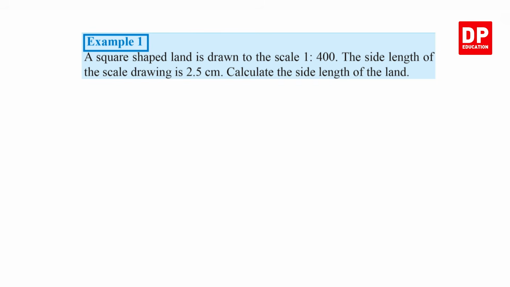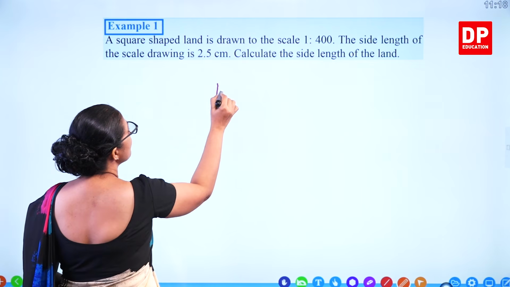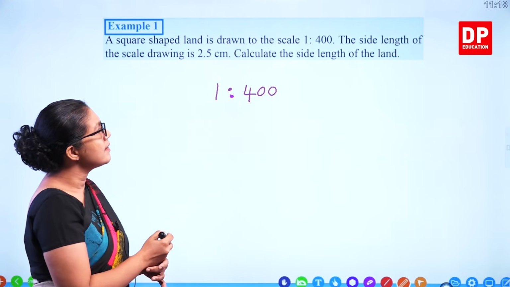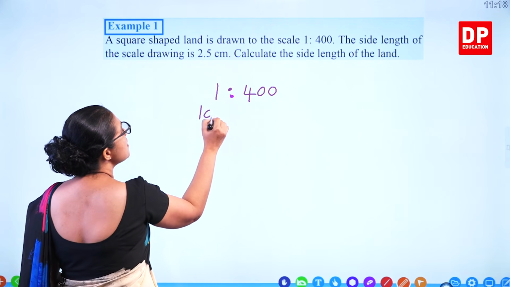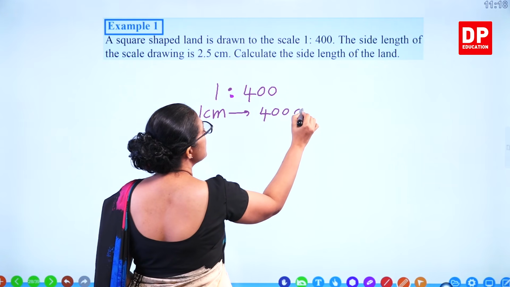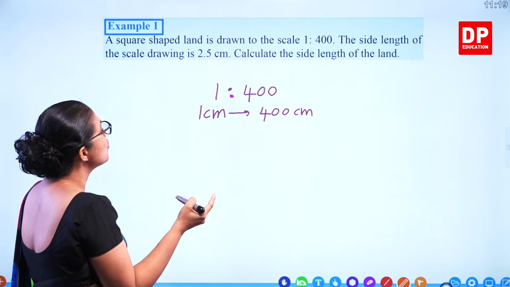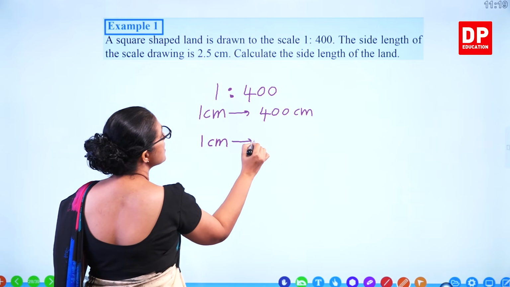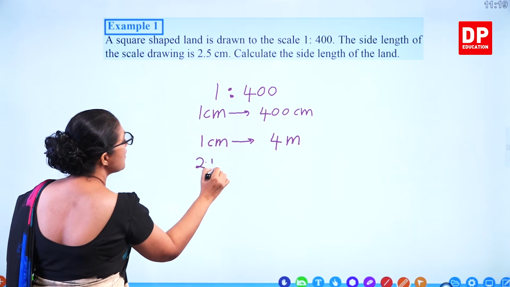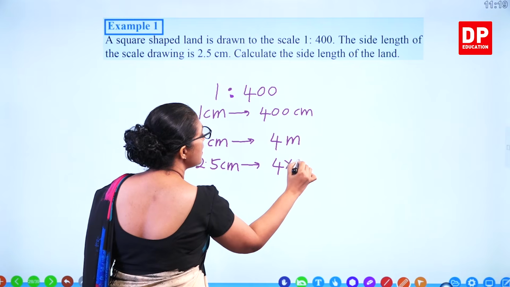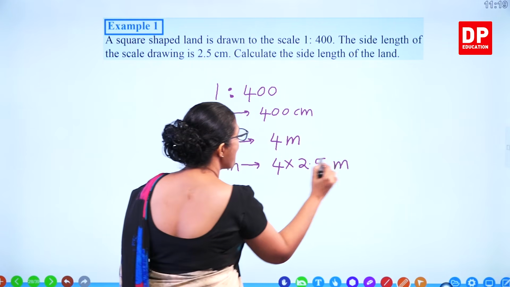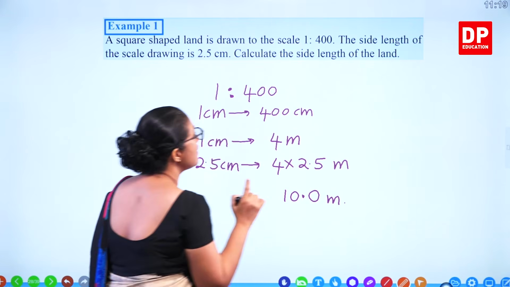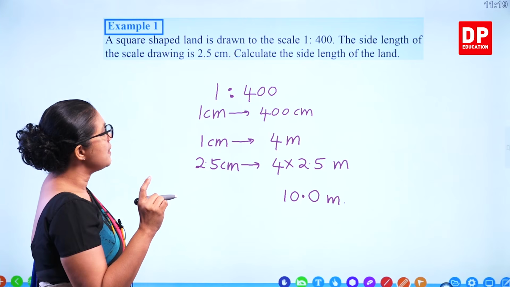Example number 1. A square-shaped land is drawn to the scale 1 to 400. The side length of the scale drawing is 2.5 centimeters. Calculate the side length of the land. So 1 centimeter represent 400 centimeters. So convert to meters. So you get 1 centimeter represent 4 meters. Now we need 2.5 centimeters. So that means multiply by 2.5. 4 times 5, 20. 4 times 2, 8 plus 2, 10. So 1 decimal point. So you get the actual length of the land is 10 meters.